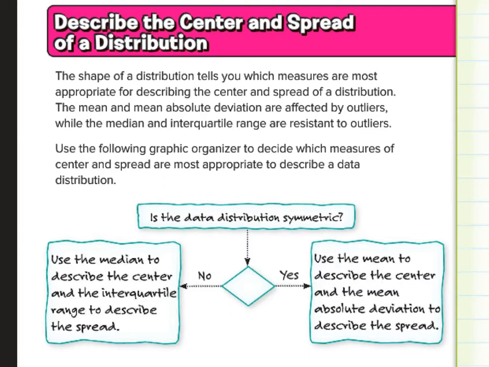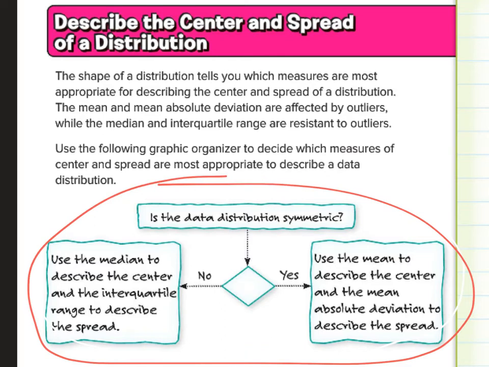If it is symmetric, then use the mean to describe the center and the mean absolute deviation to describe the spread. Remember, the mean absolute deviation is how far it deviates or varies from the overall average, from the mean. This would be something great for you to add to your notes. So please feel free to pause the video and copy this down. It'll help you in the future.